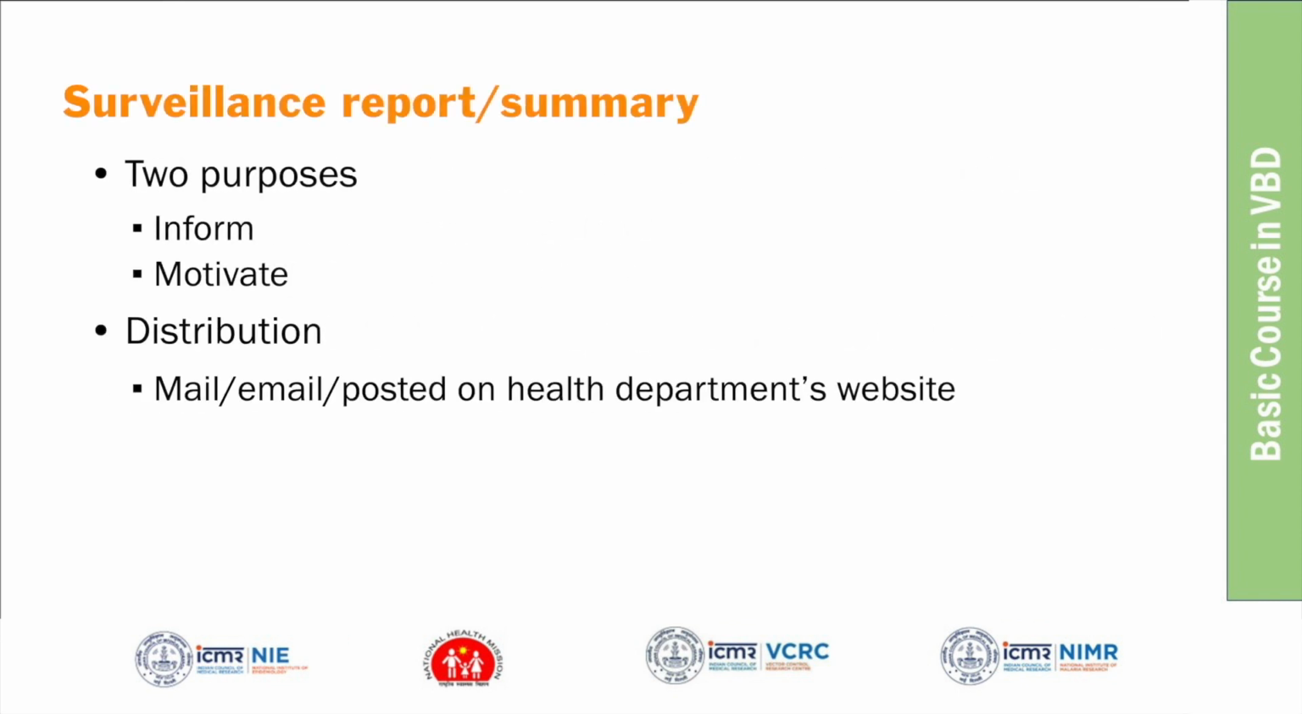So why do we need to give this surveillance report or summary? There are mainly two purposes. First, inform what is happening. Whether every year, every 6 months, every month or every week, you are collecting the data from the community, from hospitals, from any special populations. So we need to inform what is happening, what is the burden of the disease, and whether there are changes in the disease pattern. Second, motivate. If the work is really effective, we can see a downward trend of the disease, which motivates them that they are really working. So we can send it through mail, email, poster, or the health department website, so all the people know.